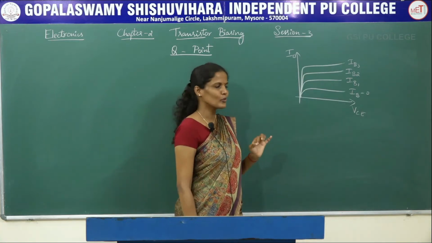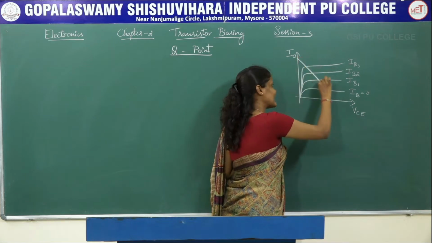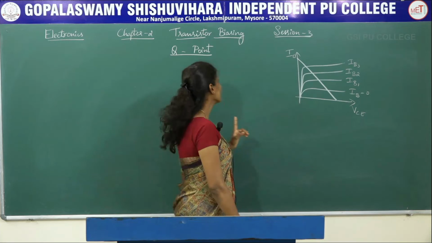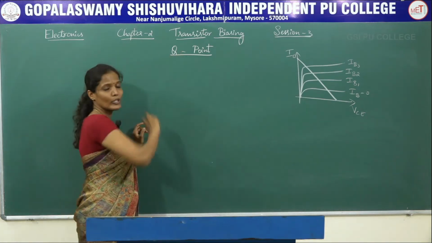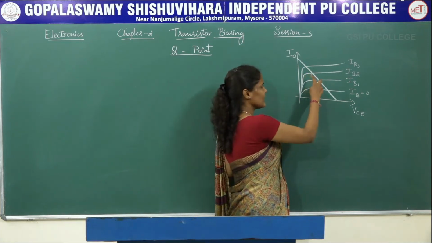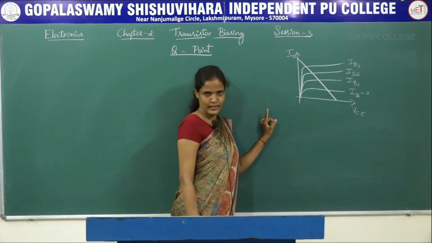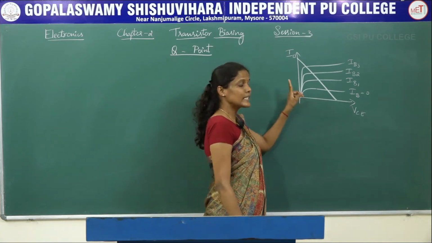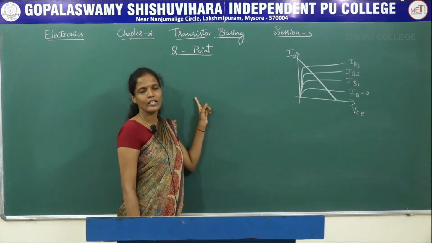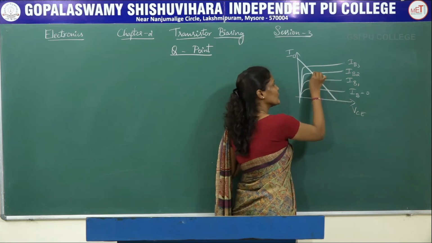In the last session I also told you that a DC load line is nothing but a straight line drawn on the output characteristics. So what is this operating point, or what is this Q point, or quiescent point? The intersection of the load line with the output characteristics of a transistor gives a point which is called the Q point or the operating point or the quiescent point. So these are the Q points.